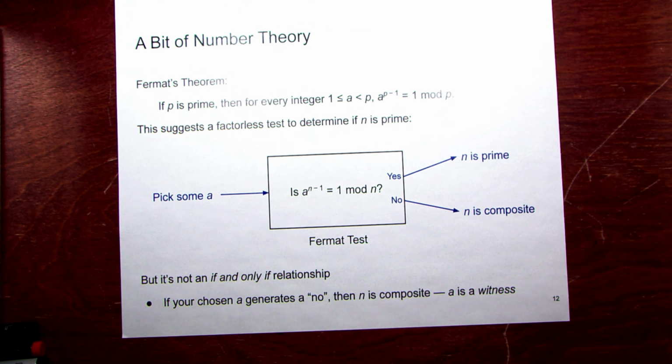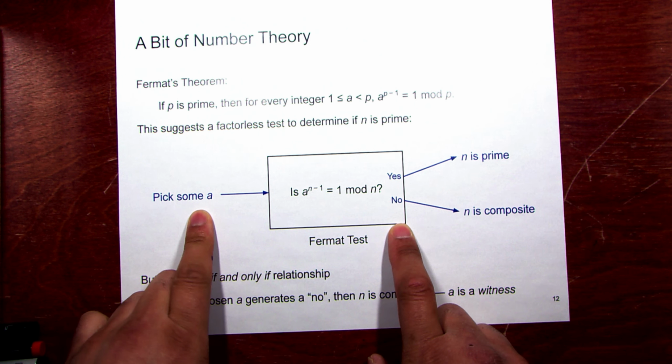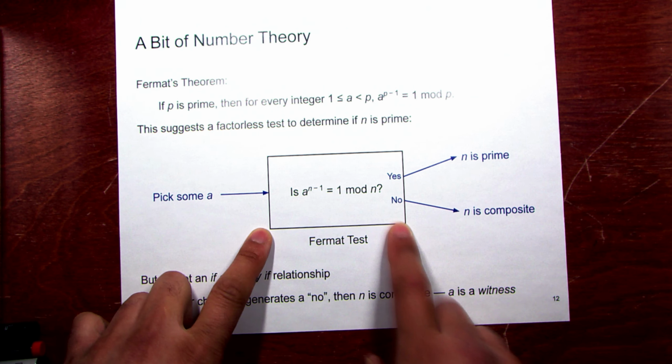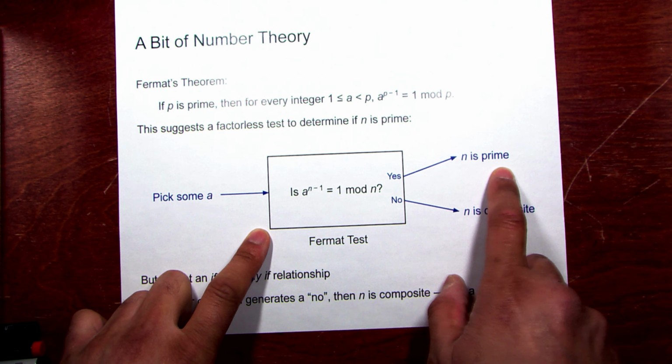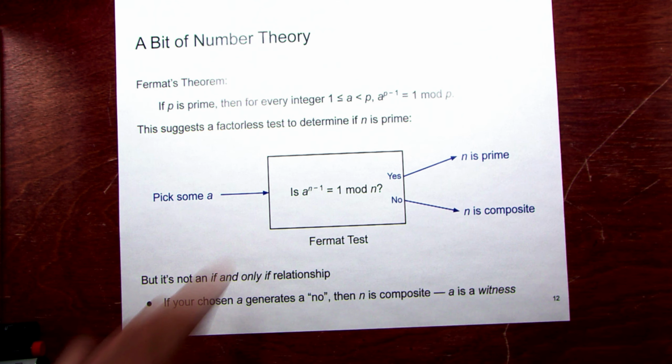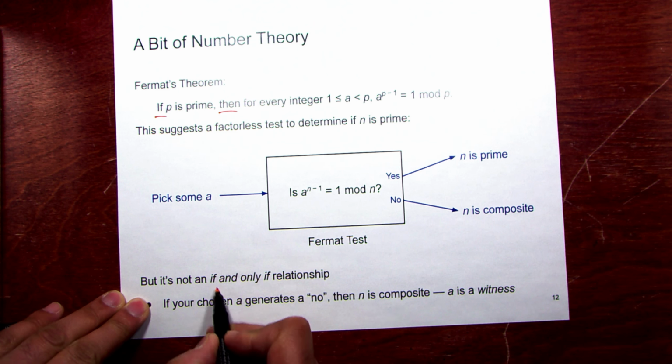So this suggests a test for primes. You create a box, some function, and you pick some a, maybe at random, and then you ask the question: is a to the n minus 1 equal to 1 mod n? If the answer is yes, then n is prime. If the answer is no, then n is composite. This seems like it has a lot of potential. There's only one problem with this. This is an if-then, and it's not an if and only if.